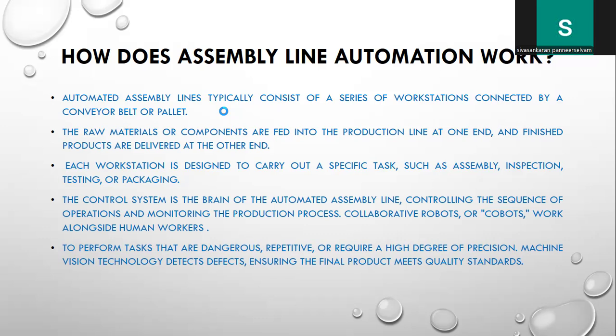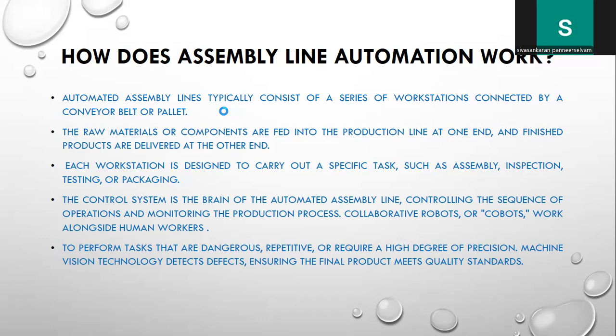And the computer control system is one of the central brains of an automated assembly line system, which takes care of the various logical sequences of physical operations, and thus it monitors the production process successively. In addition to that, collaborative robots, which we call cobots, are also one of the main important assets, working along with the manual labor in the assembly line.